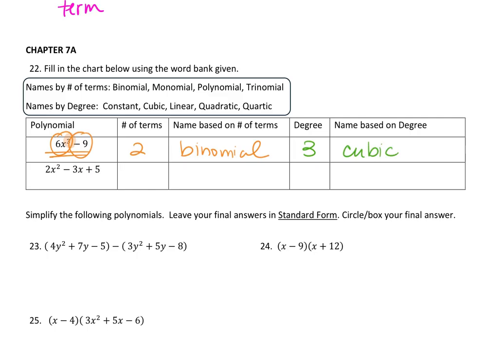Okay. How many terms for the second one? 3 terms is a trinomial. And what's your degree? A degree of 2. This is the weird one. What do you call that? Okay.